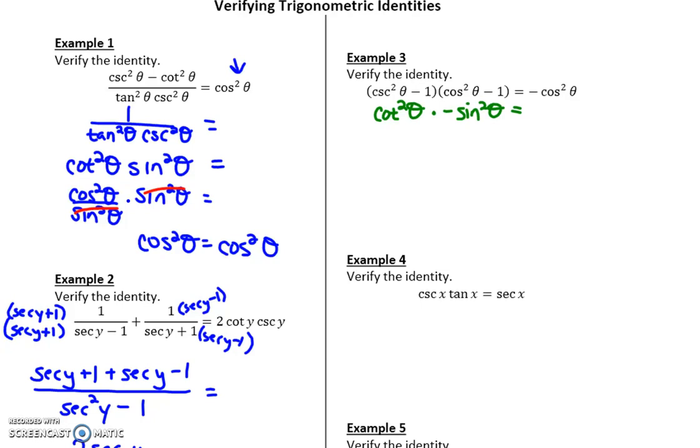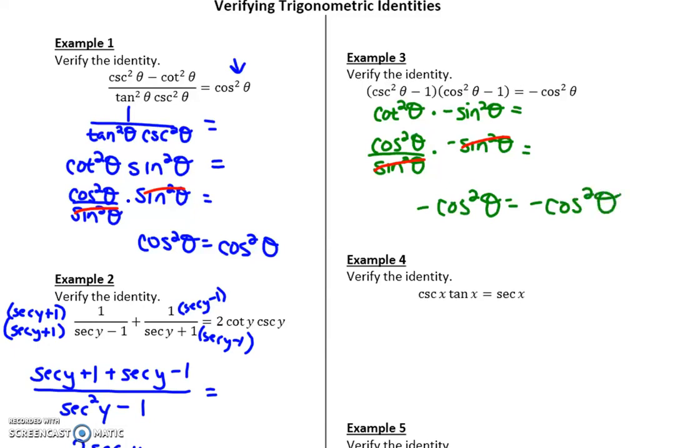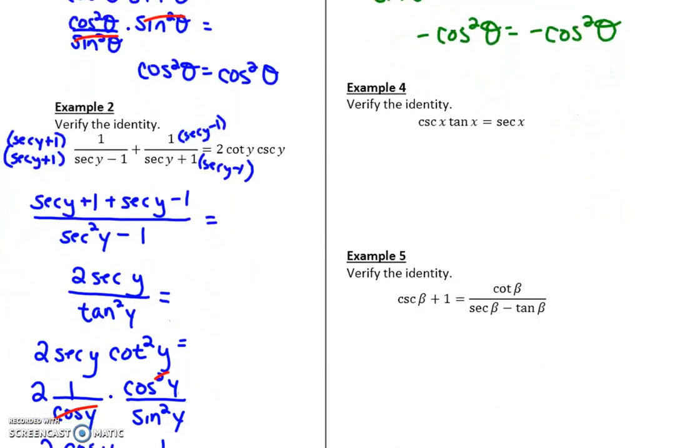Then I'm going to turn my cotangent squared into terms of sine and cosine. So that becomes cosine squared over sine squared, because remember cotangent is cosine over sine, times negative sine squared theta. And notice you've got sine squared theta in the denominator and the numerator. So we still have our negative, and we still have our cosine squared of theta, and that is what we were trying to get to. So we have verified that one. Notice in all of these problems, I'm only working one side of the equal sign. I'm not working both sides.